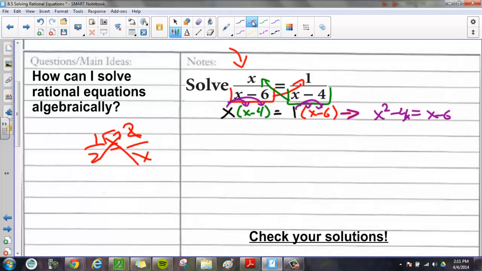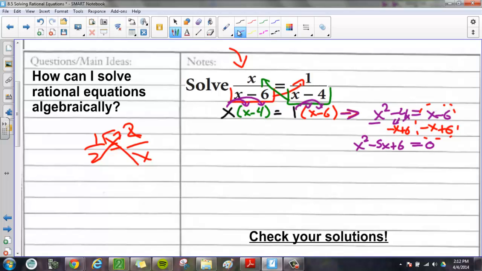So I am going to subtract x from this side and add 6 to this side, because I'm going to do it to both sides. Notice this whole side right here will cancel out, it'll be 0. What I got then is my x squared, negative 4x minus x, that is negative 5x, and then nothing plus 6 is plus 6, and that's equal to 0.